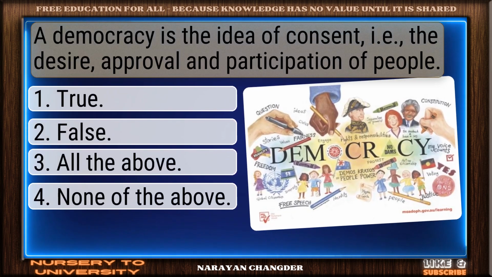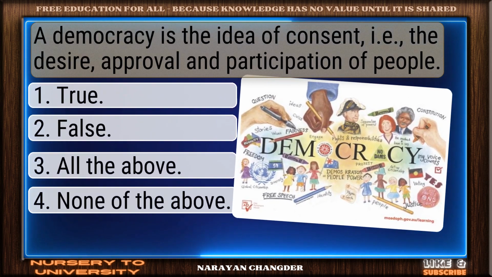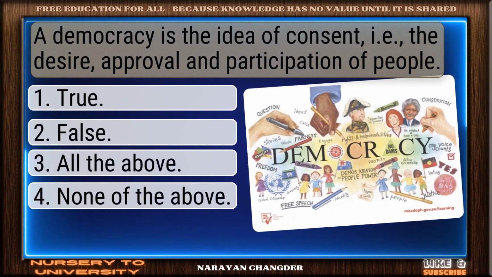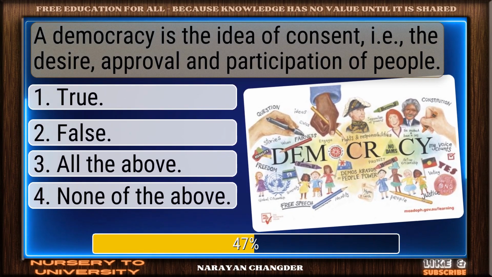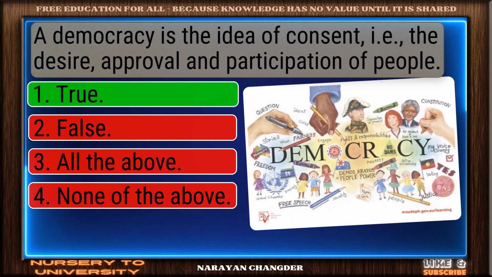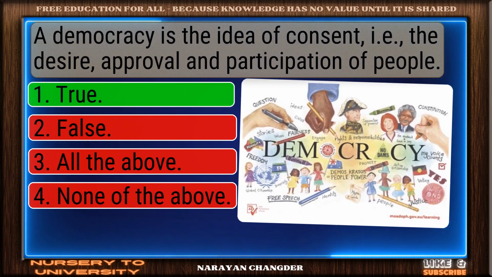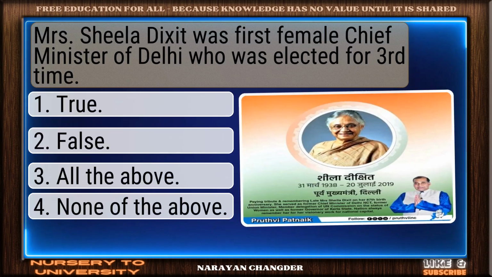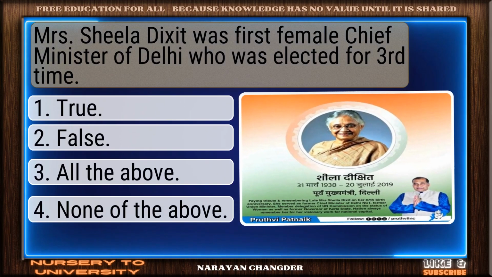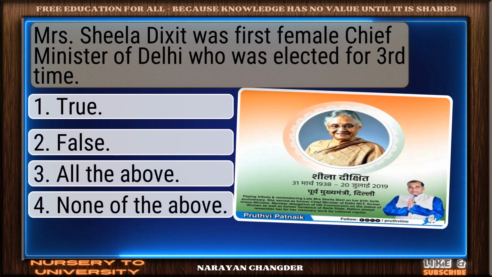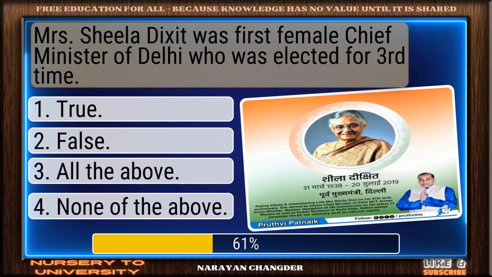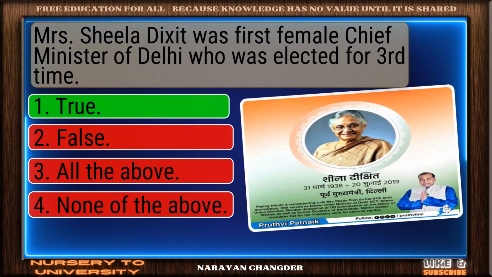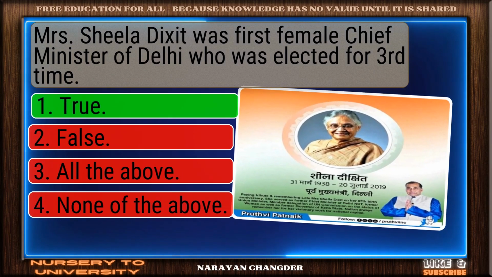Question number 31. A democracy is the idea of consent, i.e., the desire, approval and participation of people. Smart move. True is an accurate answer. Question number 32. Mrs. Sheila Dixit was the first female Chief Minister of Delhi who was elected for the third time. Great thinking. True is the right choice.